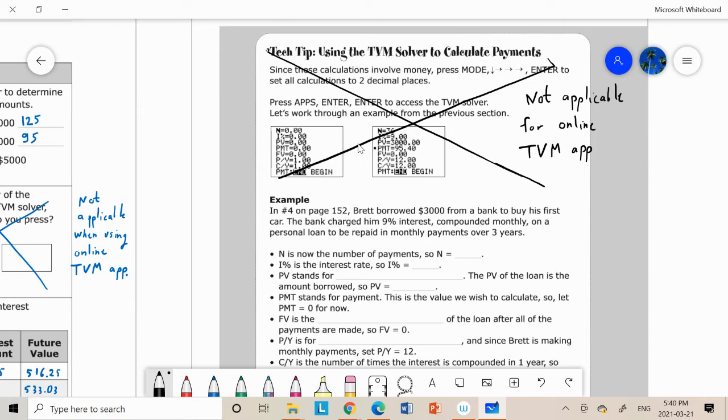In number 4, on page 152, Brett borrowed $3,000 from a bank to buy his first car. The bank charged him 9% interest, compounded monthly. Compounded monthly, meaning 12 times a year, right? On a personal loan to be repaid in monthly payments over 3 years. So now we're going to understand each parameter, what to enter into the TVM solver. So N is now the number of payments, and the number of payments is 36, right? 3 years.